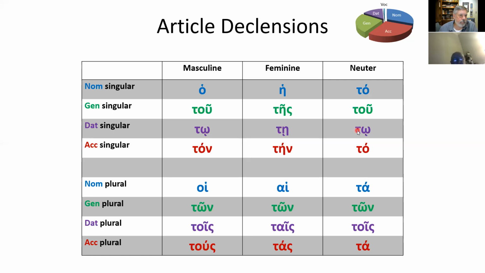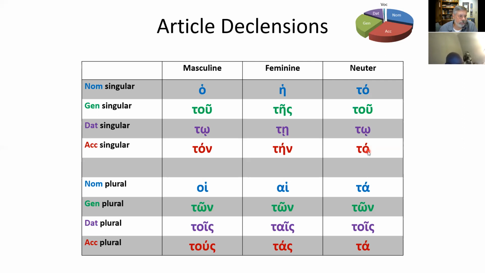Tou, tes, tou. Toi, te, toi, that's the omega with the iota subscript, eta with the iota subscript, and omega with the iota subscript. Accusative singular follows a similar path: ton, ten, to. And so one of our noun rules is that the nominative and the accusative neuter singular will be the same, and they are. And we get our plural: hoi, hai, ta for the nominative plural.